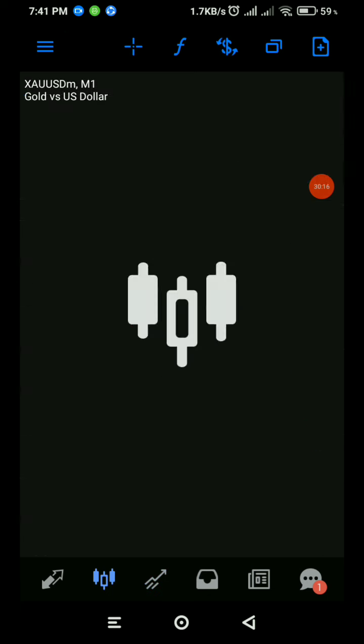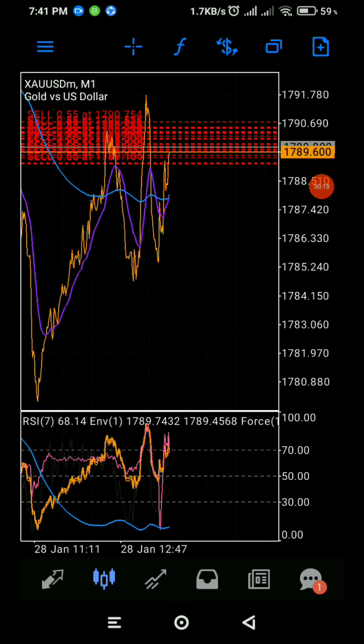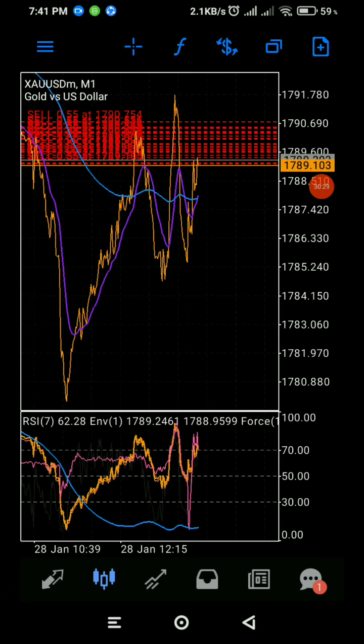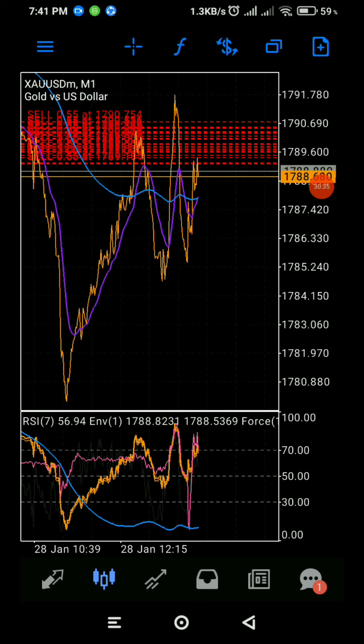So here you see, gold is now making less distribution from this area. You might see the price fall here very soon.